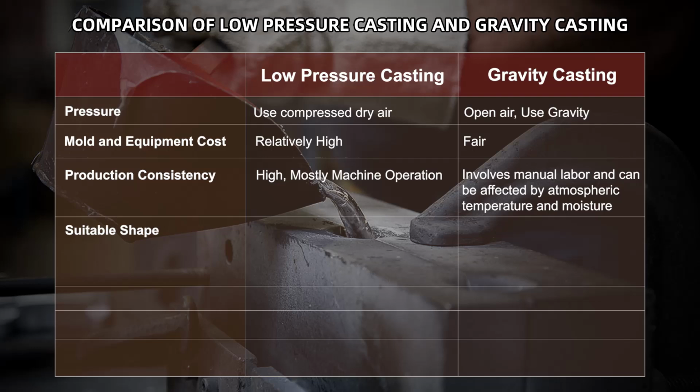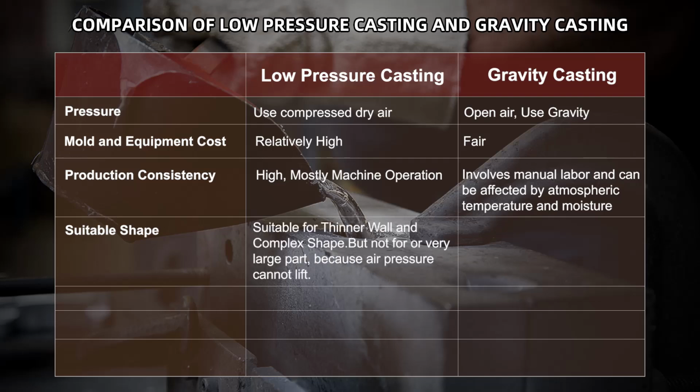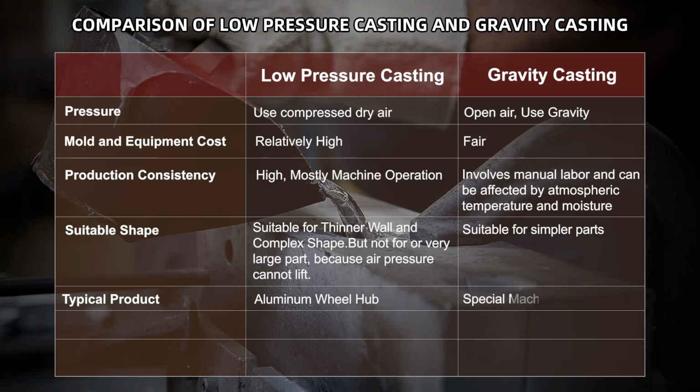Suitable shape: low-pressure casting is suitable for thinner walls and complex shapes, but not for very large parts because air pressure cannot lift them; gravity casting is suitable for simpler parts. Typical product: aluminum wheel hub. Special machinery: robot arm. Suitable batch size: high for low-pressure casting, low for gravity casting. Unit cost: higher for low-pressure casting, fair for gravity casting.